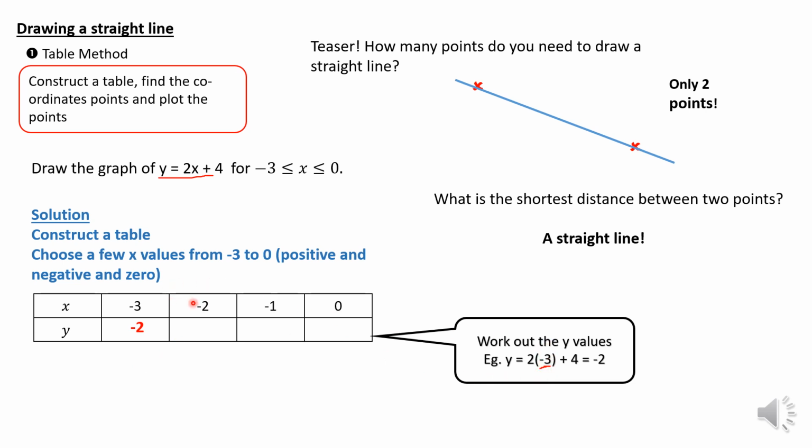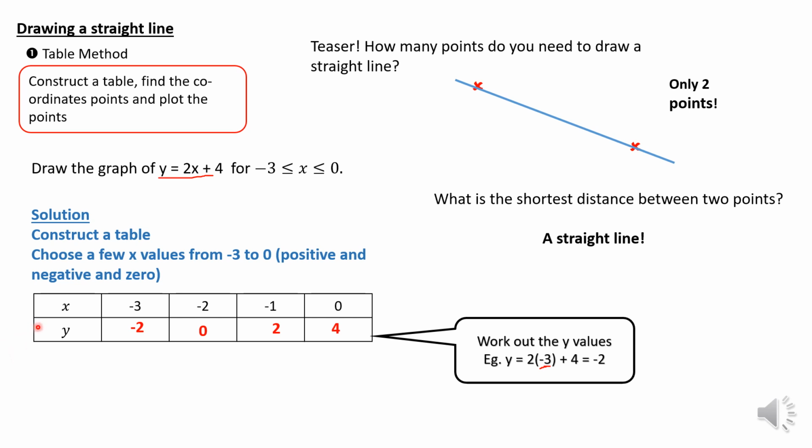And now you're going to take the next value of x, which is -2. If you insert it in there, you are eventually going to end up with 0. Taking x to be -1 in the same equation gives you 2. And obviously, if x is 0, you get 4. So now my table is complete.